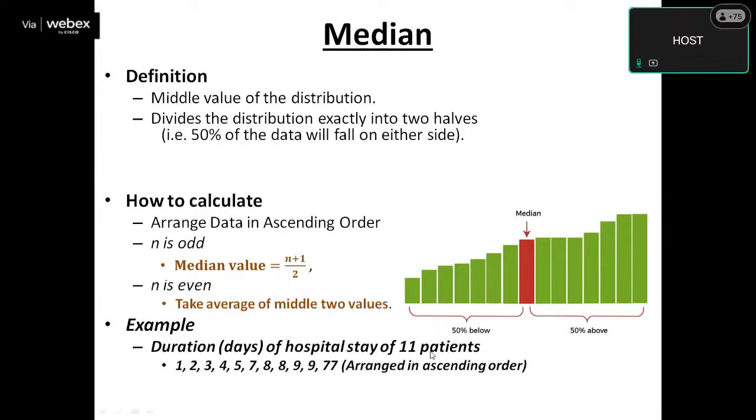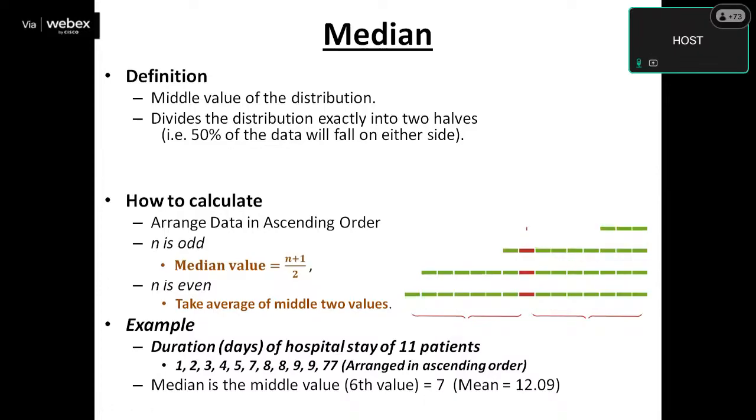We have the duration of hospital stay of 11 patients, and we have arranged the data in ascending order. So we have 11 patients. The median value is (n plus 1) by 2, so it is (11 plus 1) by 2. So it is the sixth value. We can count first, second, third, fourth, fifth, and sixth value, which is 7. So that is the median of the given data.